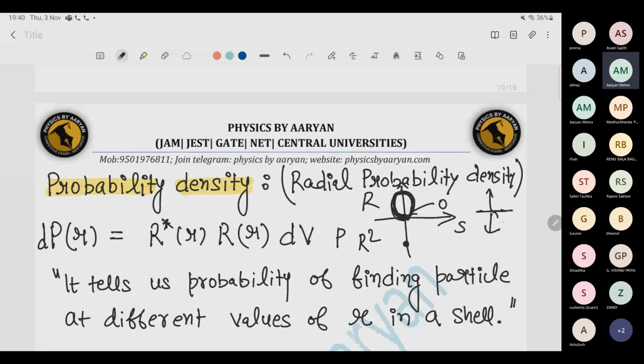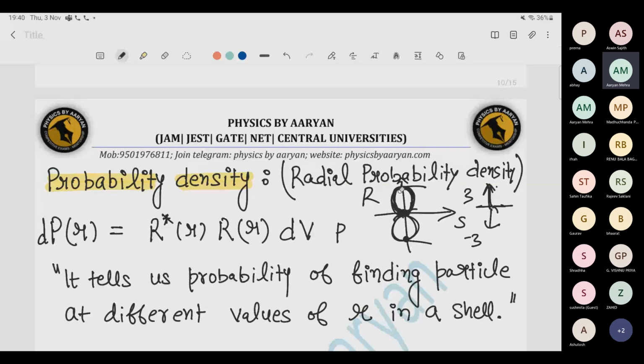If R is negative at some place, it does not mean that its probability will be less. Minus 3 and plus 3 will give you the same probability value, because they both are going to get squared when you are finding probability.